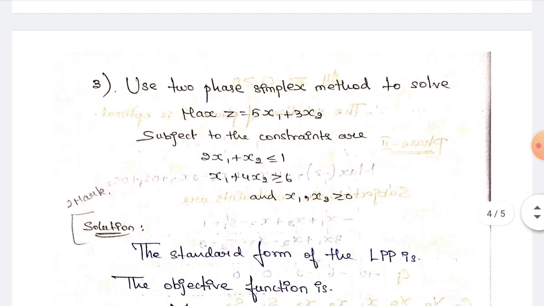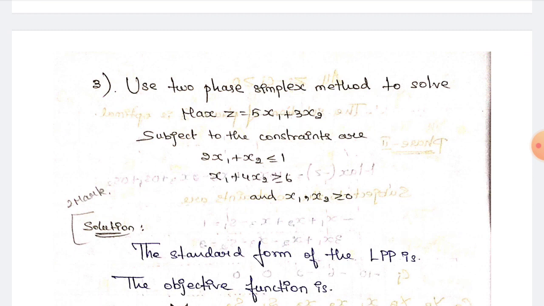The next problem is use two-phase method to solve maximization of z is equal to 5x1 plus 3x2, subject to the constraints 2x1 plus x2 is less than or equal to 1, x1 plus 4x2 is greater than or equal to 6, where x1, x2 is greater than or equal to 0. So the problem is maximization, so no problem. Here one constraint is in less than or equal to form, the other constraint is in greater than or equal to form.